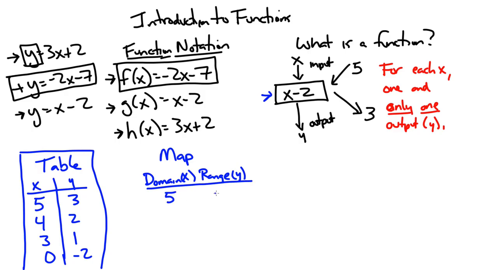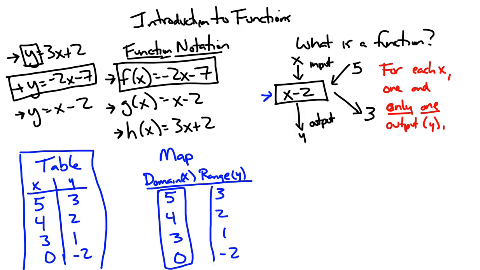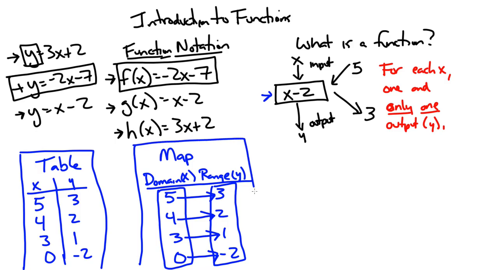So this is a 5, this is a 3, this is a 4, this is a 2, this is a 3, this is a 1, this is a 0, and this is a negative 2. The only difference is that a map shows me, here are all my domains. I'm going to put a little circle around these, and here are all my ranges. And the only difference is that a map uses arrows to show it. So 5 becomes 3, 4 becomes 2, 3 becomes 1, and 0 becomes negative 2. But this right here is showing the exact same information as the table.